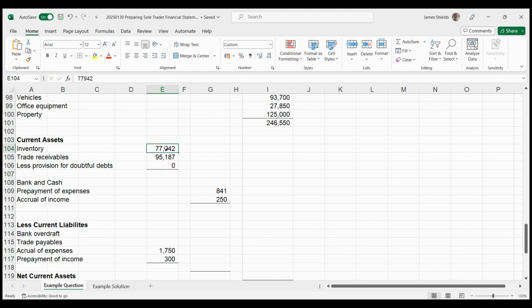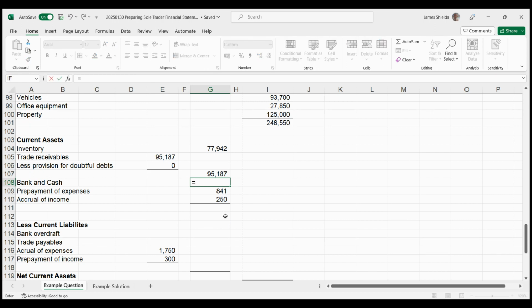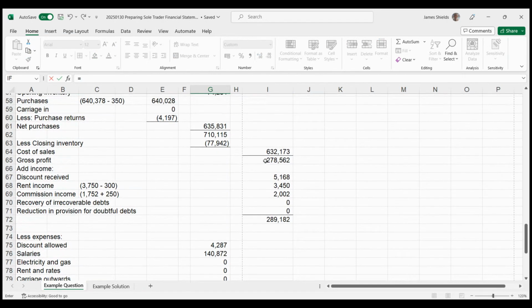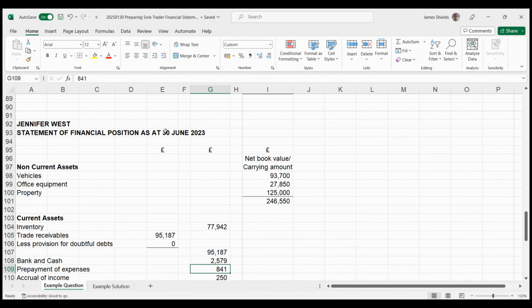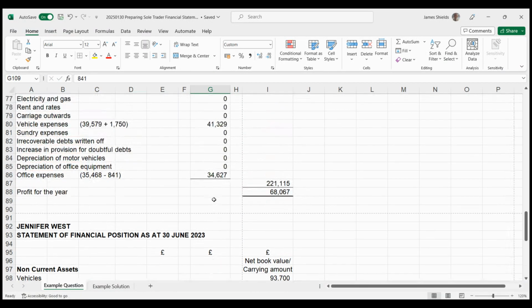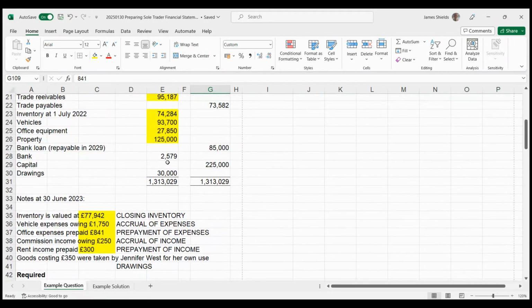The closing inventory, just to check, that should be in your middle column now. And then you've got trade receivables, less provision for doubtful debts. There's going to be 95,187, take away in this question 0, so it becomes 95,187. Bank and cash. So do we have any money in the bank accounts? Let's go back to the trial balance. Here we go, 2579. So that's our bank and cash figure. Let's highlight that figure so we've now shown that we've used it.